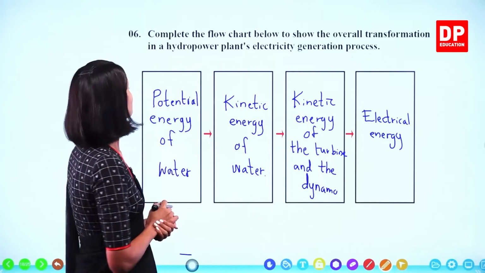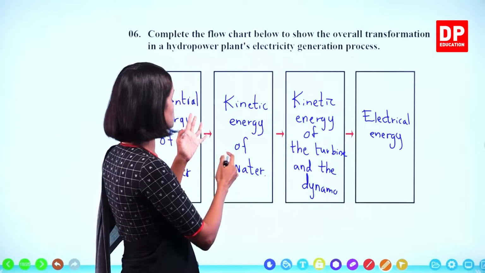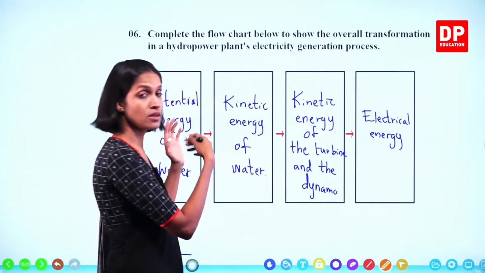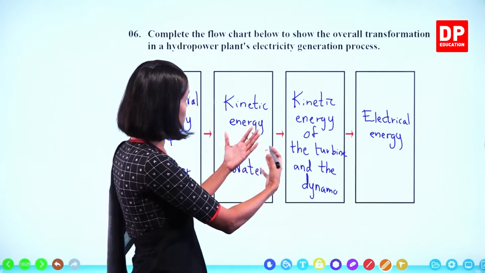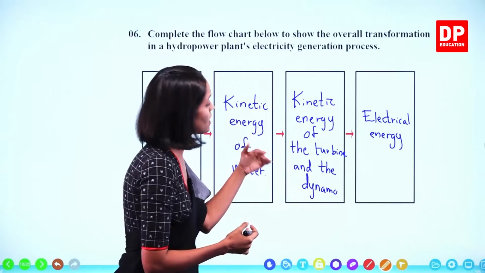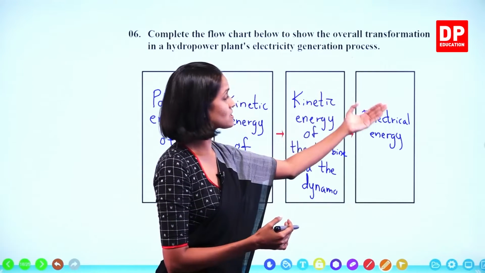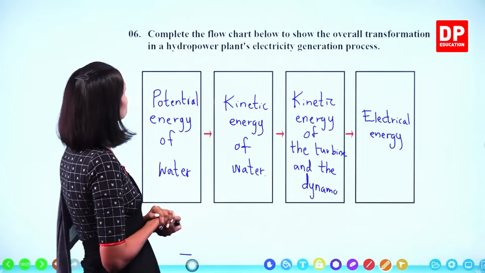Right, children? So the potential energy of water is first converted to kinetic energy of water when the water flows from the tank to the turbine. And that kinetic energy is transferred first to the turbine, then to the dynamo. So when the dynamo rotates, electrical energy is generated. Right, children? We'll move on to the next.